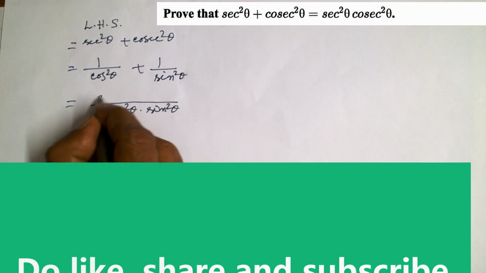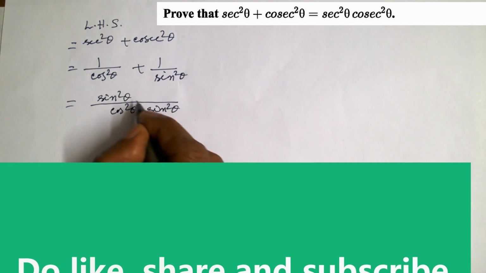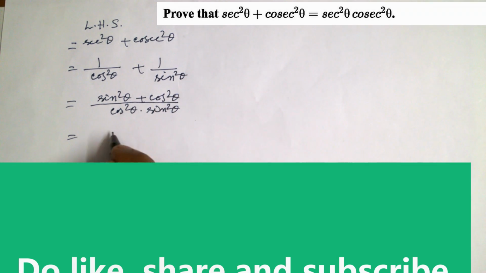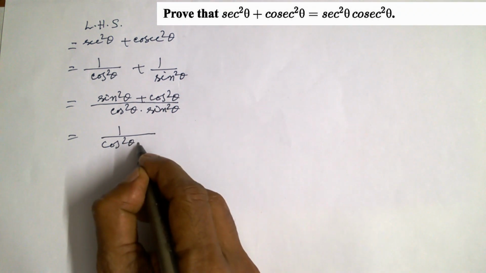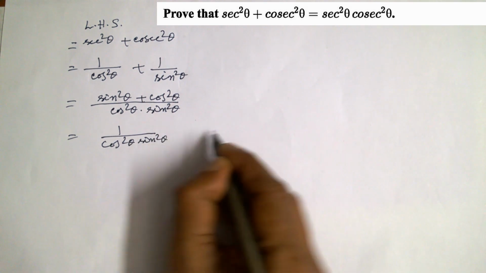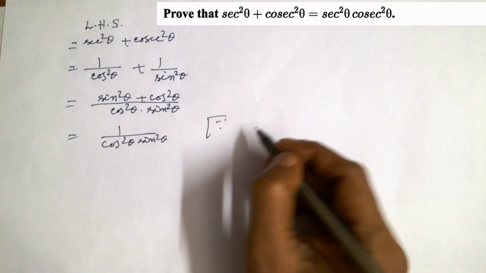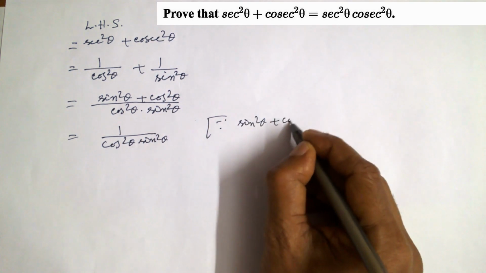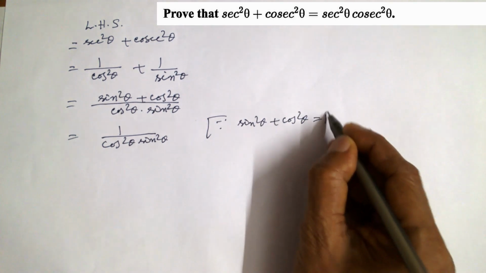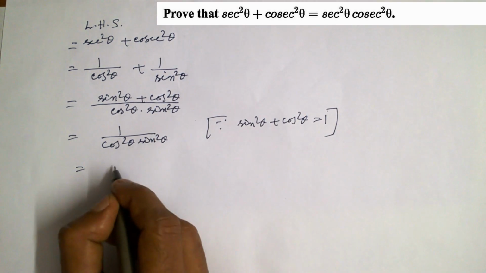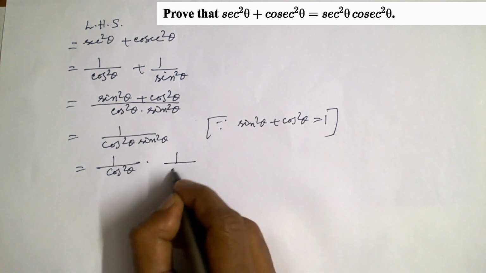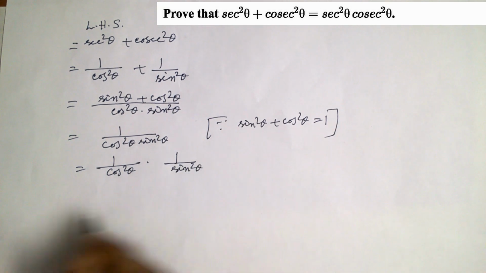After adding, we can write sin square theta plus cos square theta, over cos square theta into sin square theta, as from trigonometric formula sin square theta plus cos square theta, that is equal to 1. We can write this 1 by cos square theta into 1 by sin square theta.